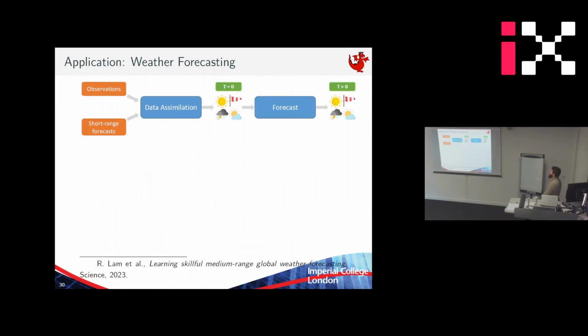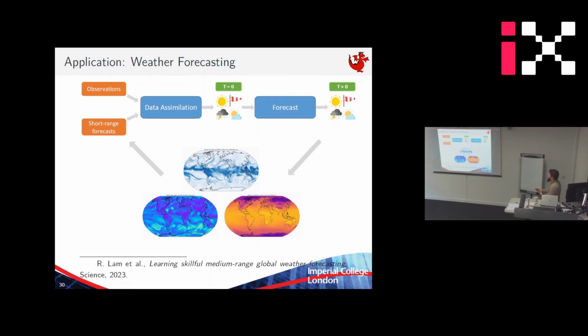Okay. So one application, I'm going to go very fast here because we don't have time and we have a tutorial. Basically that was about weather forecasting. Weather forecasting, as I said, is a nice application for ML.